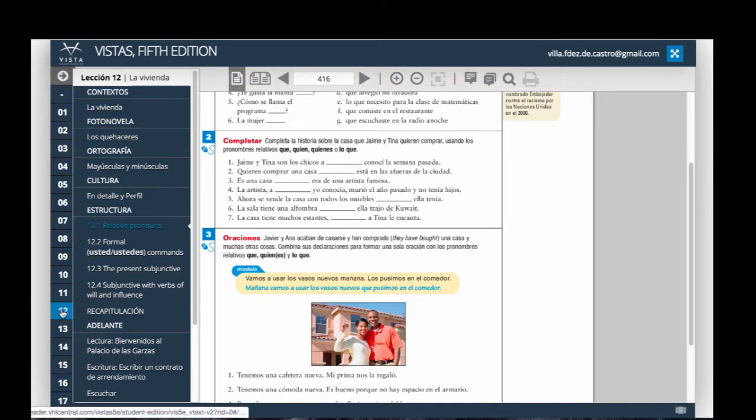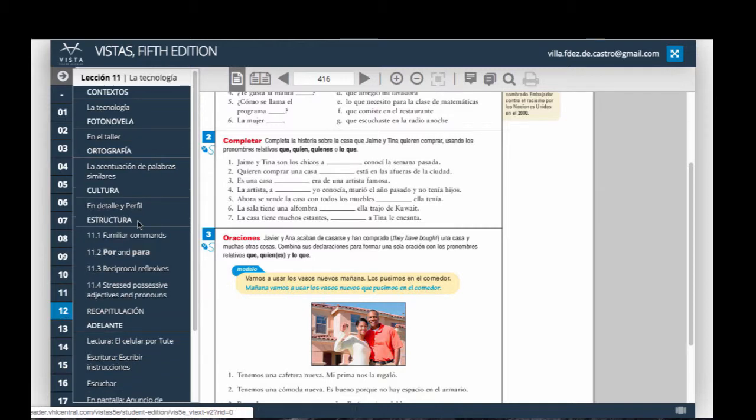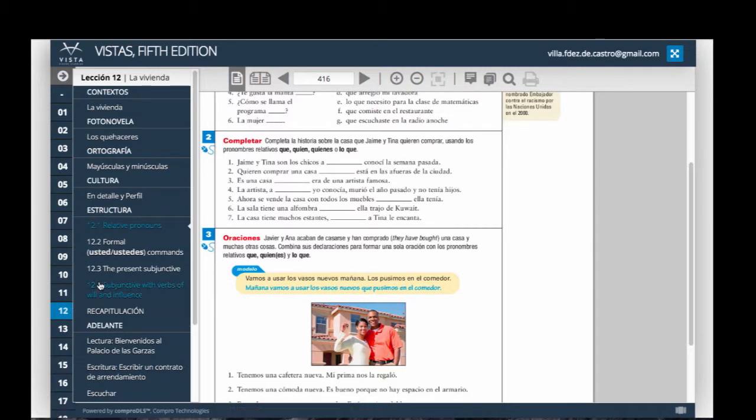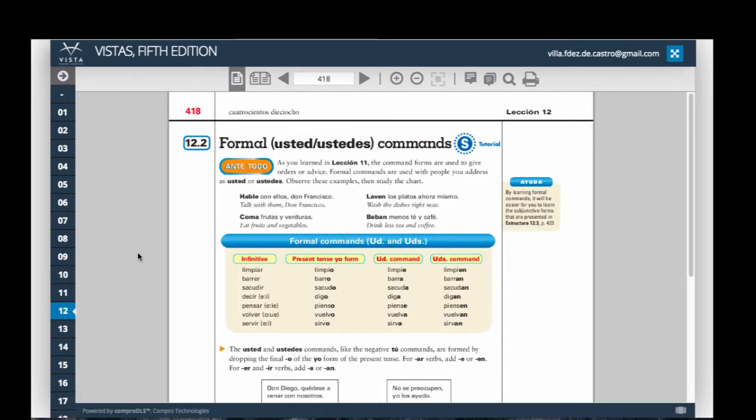What else do we have in this? Relative pronouns, formal commands. So we have studied, in the previous chapter, informal commands. And in this chapter, we're studying formal commands. And this is going to be in the exam, either formal or informal. So my recommendation is that you learn both forms pretty well.